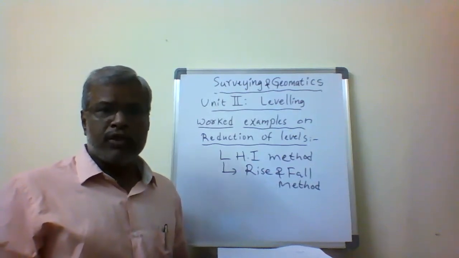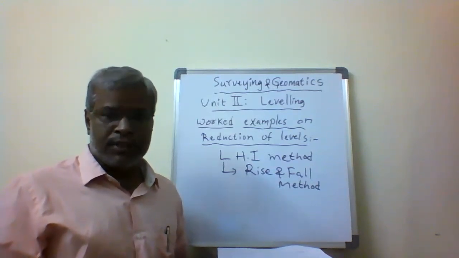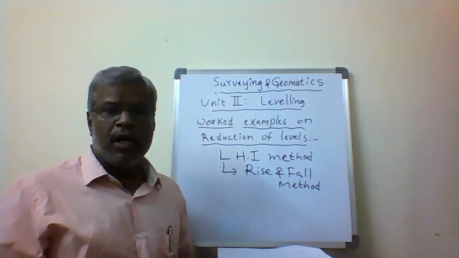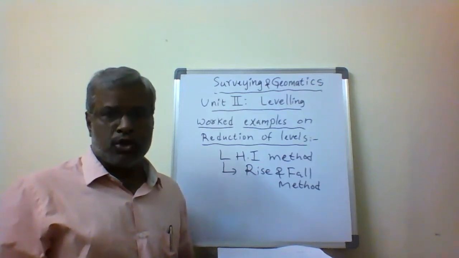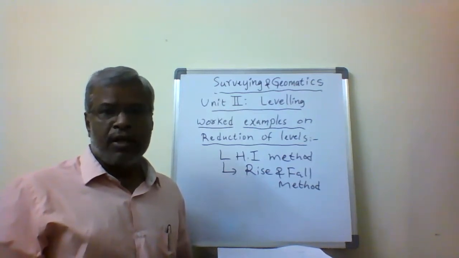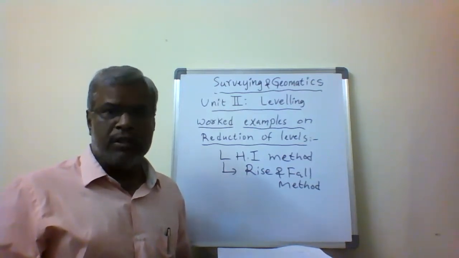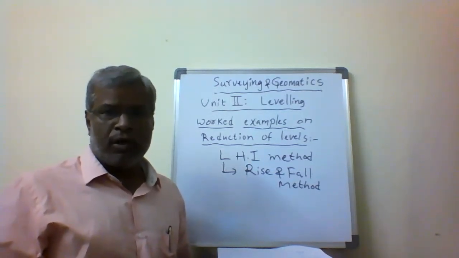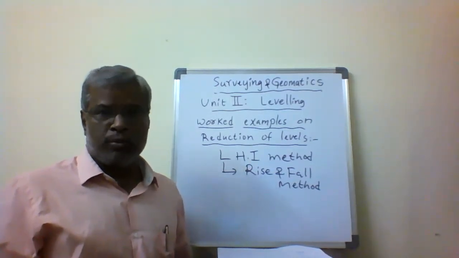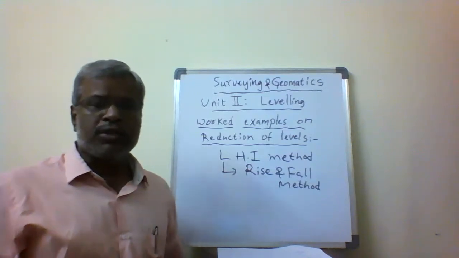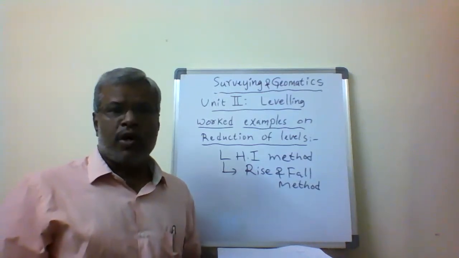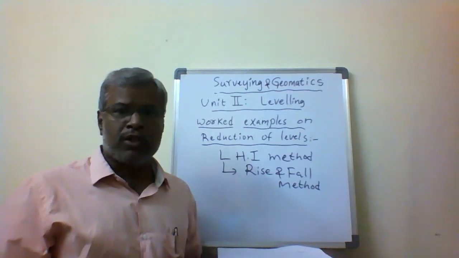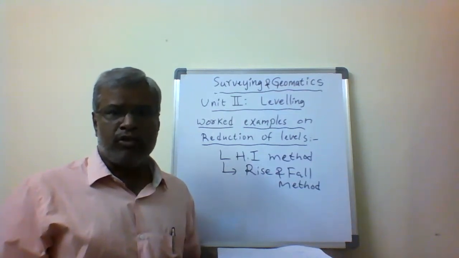The height of instrument method we discussed in previous sessions. The height of the instrument is not the vertical height from the ground to the instrument. It is the height with respect to the line of collimation and the ground level. So that is called the height of instrument method. Here the process is that we first find the height of the instrument, and from the height of the instrument we find the elevations of the points.